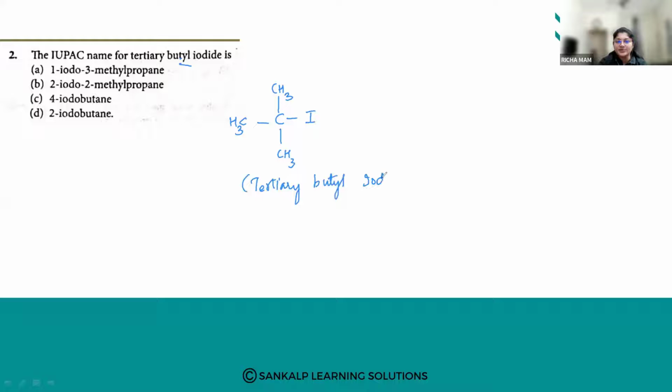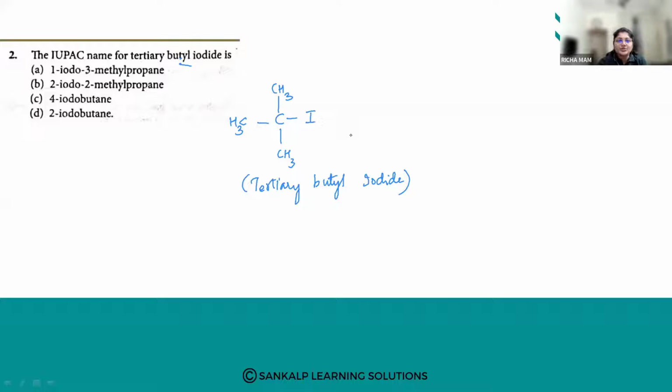Tell me the IUPAC name, students. Try to tell. How to name this tertiary butyl iodide? How you are going to name it? How you are going to number it? Start numbering. So what is the first rule? You have to select the longest chain.